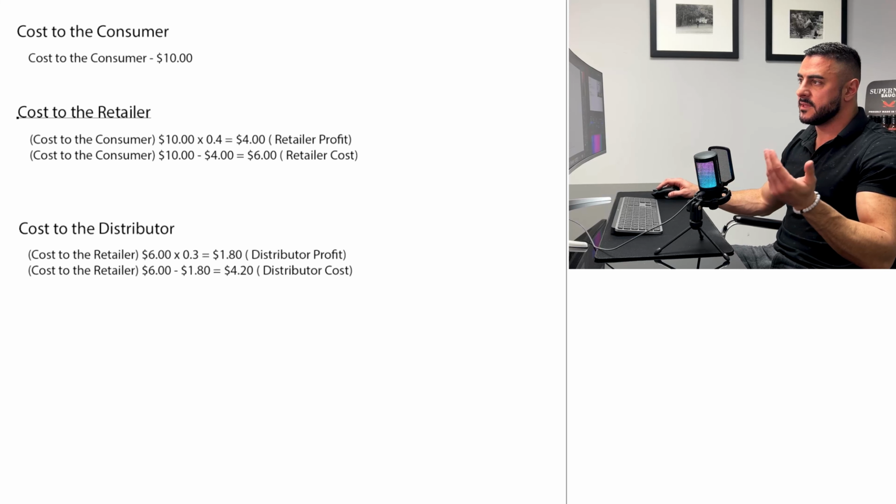You need to make the product, so you have the production costs. Then you need to sell your product to a distributor and have a profit in between there. The distributor needs to sell to the retailer and they need to have a profit. Then the retailer sells to the end consumer and they need to have a profit. This is the only way this system works if you want to actually grow your product past your house or your local block in your city.